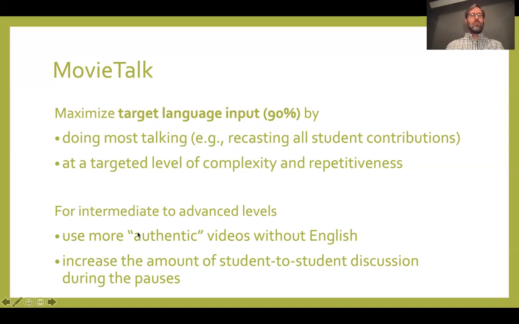Okay, for intermediate and advanced levels, you're going to use more authentic, quote, authentic videos without English, right? You're also going to increase the amount of student-to-student discussion during the pauses and say, okay, we just saw this scene, discuss what you noticed and wondered with one another, and then we'll process that as a big group. That's sort of alternation between whole class and small group discussion.